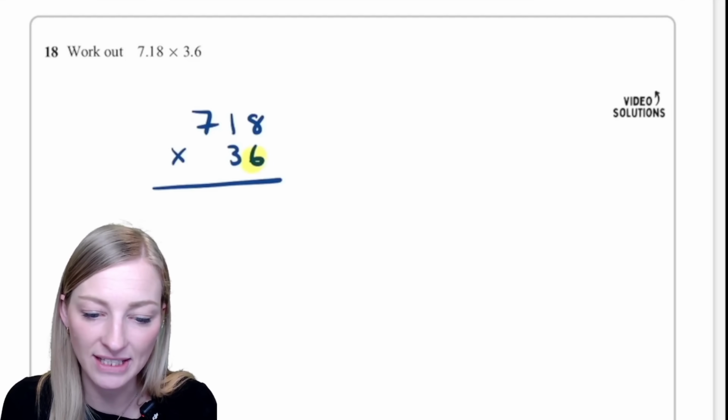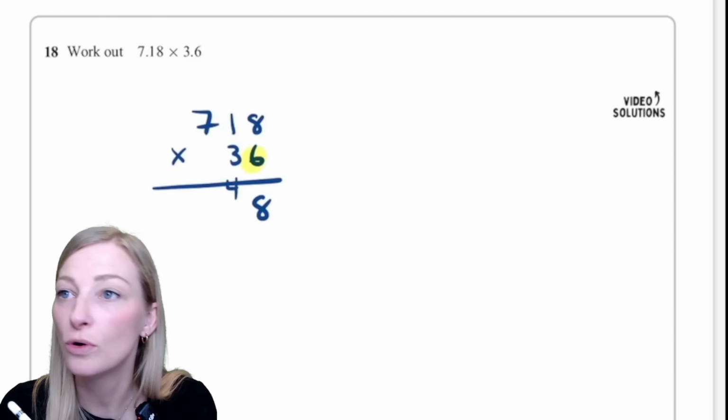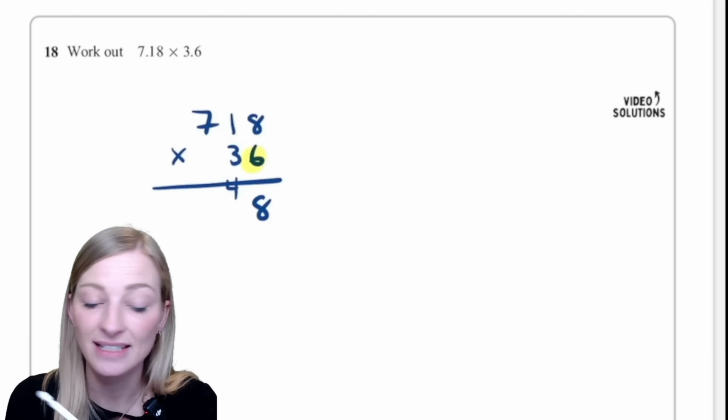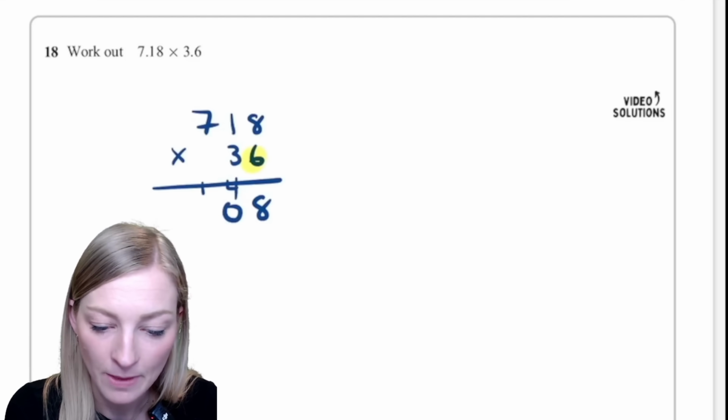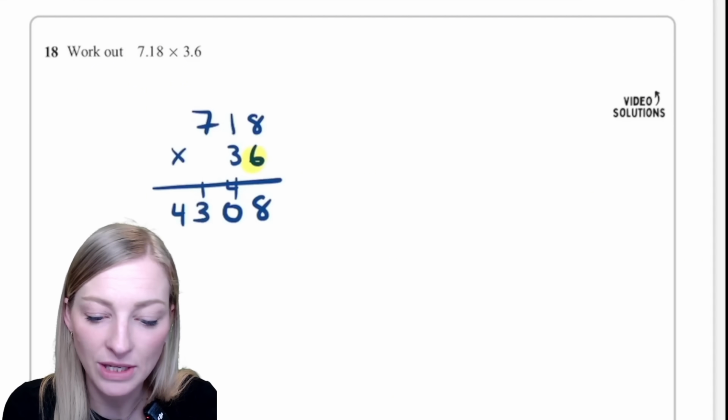Starting then with the 6. 6 times 8 is 48. 8 carry the 4. 6 times 1 is 6. Add the 4 is 10. And 6 times 7 is 42. Add the 1 is 43.